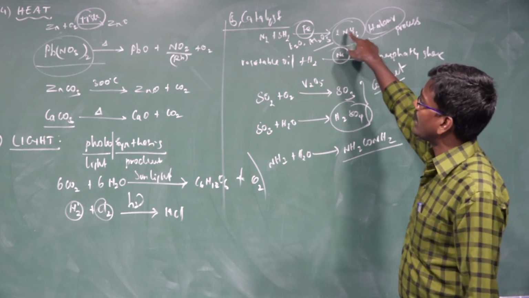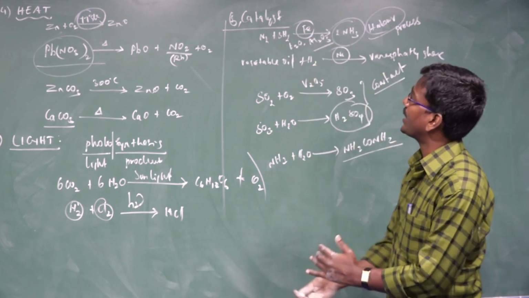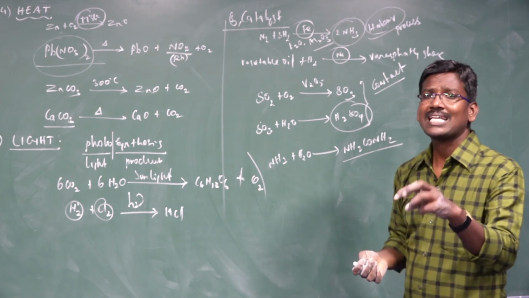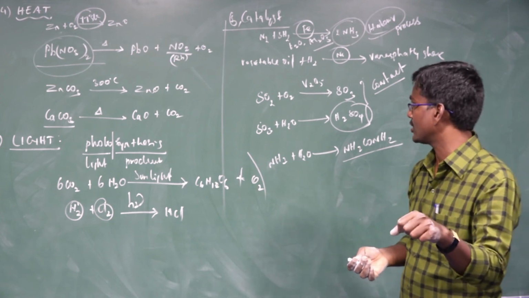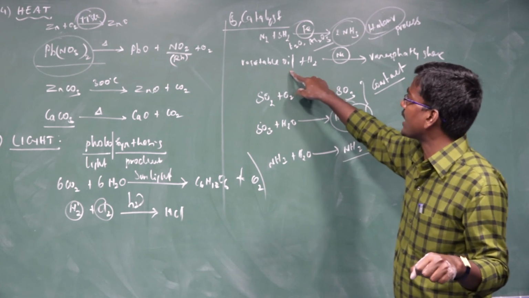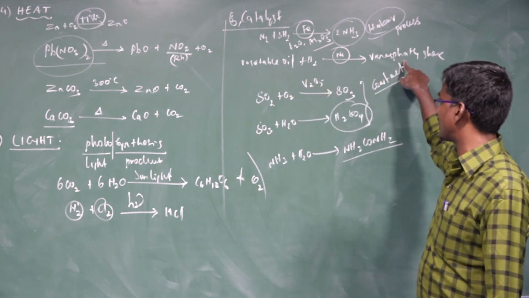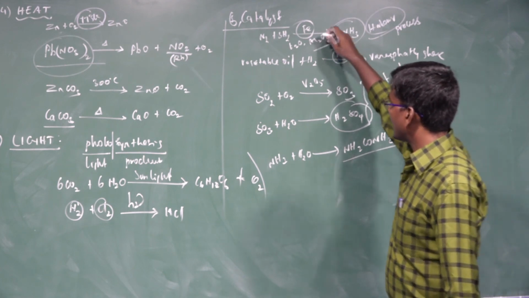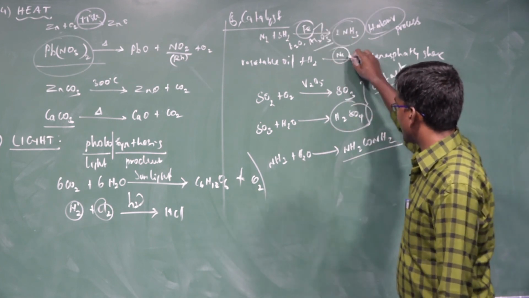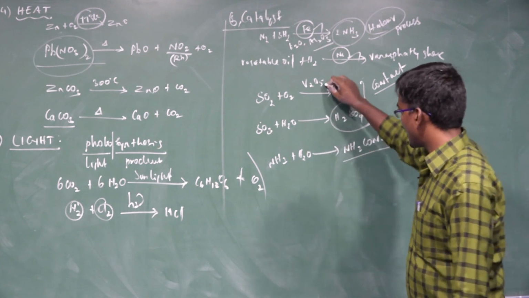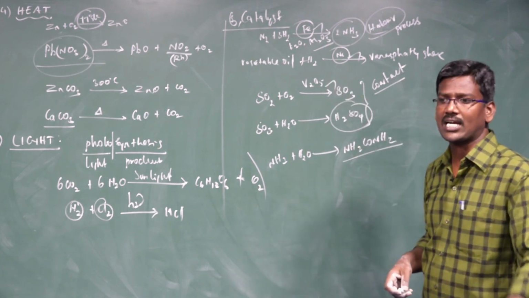The ammonia can be prepared from nitrogen combining with hydrogen in the presence of iron metal. In this reaction, iron metal is a catalyst. Another one, vegetable oil can combine with hydrogen. Hydrogenation of vegetable oil forms vanaspati ghee in the presence of nickel. In this reaction, nickel is a catalyst. In this reaction, vanadium pentoxide is a catalyst.